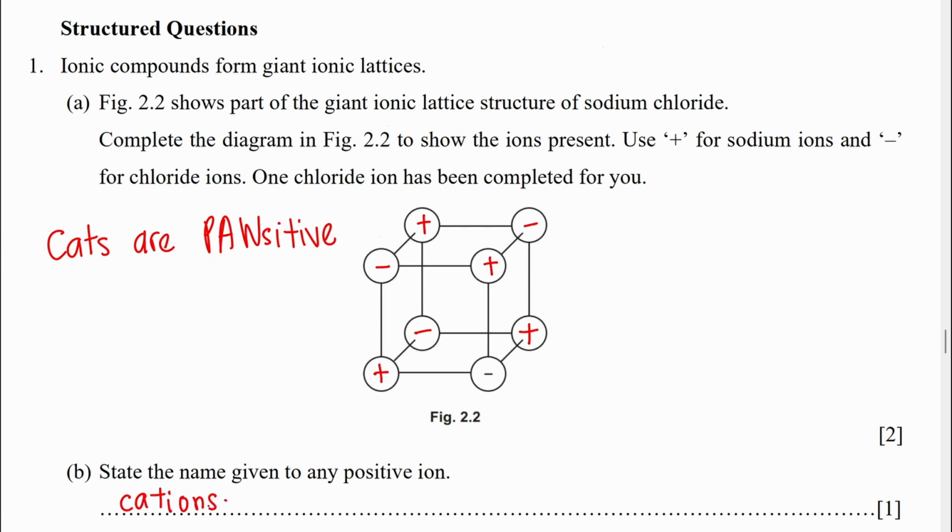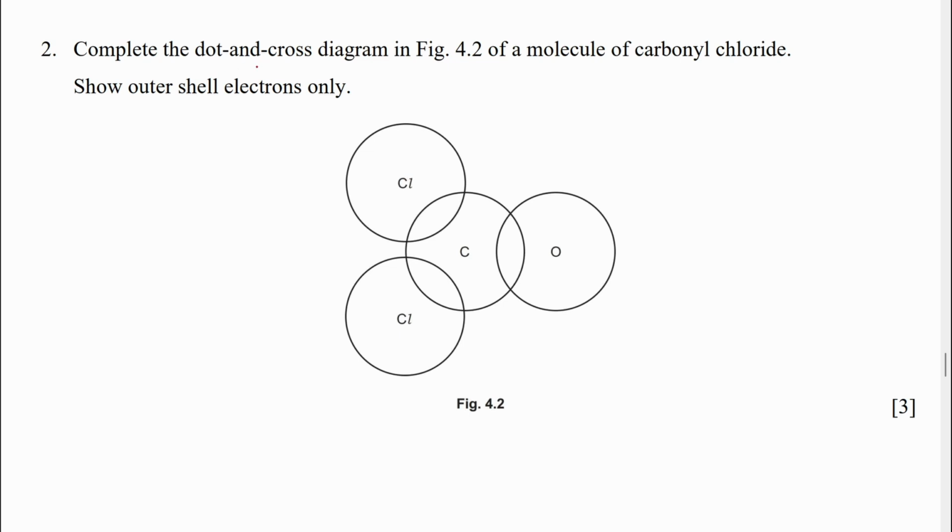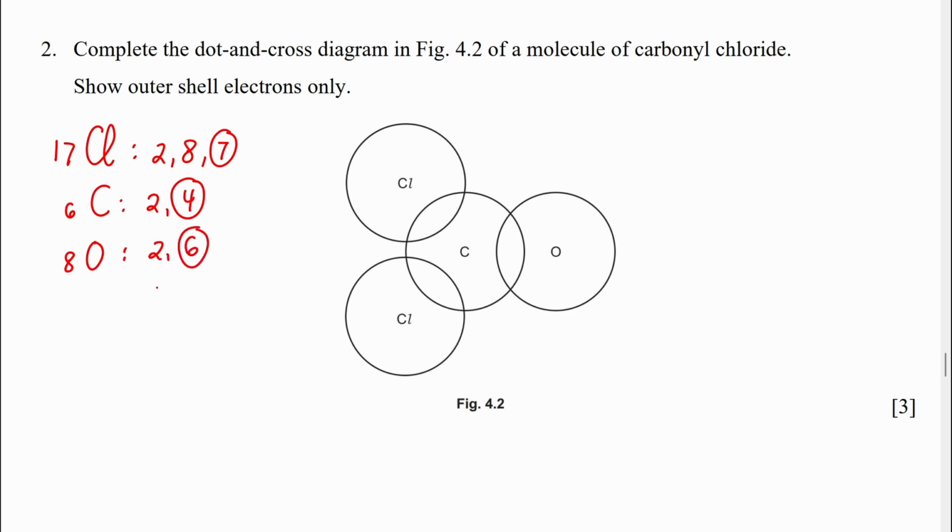Okay? Question 2. Complete the dot and cross diagram in figure 4.2 of a molecule of carbonyl chloride. Show outer shell electrons only. So first of all, we have to know what is the atomic number for each of these elements, right? So chlorine is 17. So 2, 8, 7. And this is the valence electron. And carbon is 6. So 2 and 4. And oxygen is 8, right? So 2, 6. And this is the valence electron.